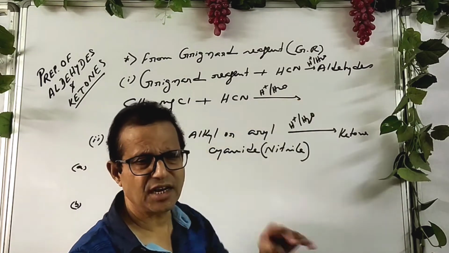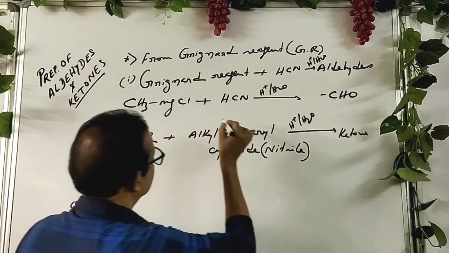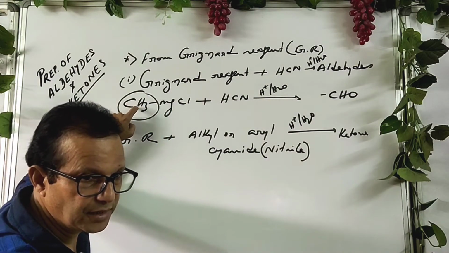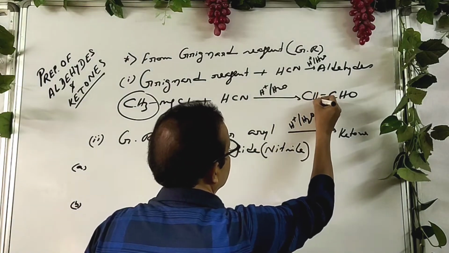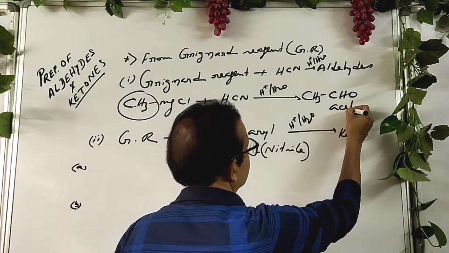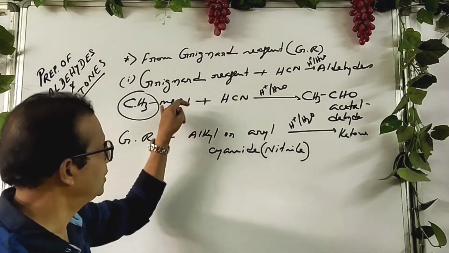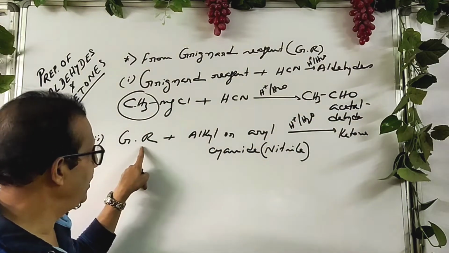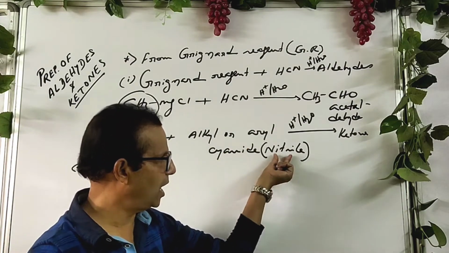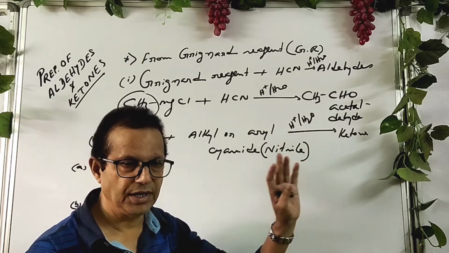You get aldehyde. Just write the formula of aldehyde. Use the alkyl or aryl group of Grignard reagent. So you get acetaldehyde. Just listen to the technique. When Grignard reagent reacts with alkyl or aryl cyanide, the IUPAC name of cyanide is called nitrile. You get ketone. Follow the technique.